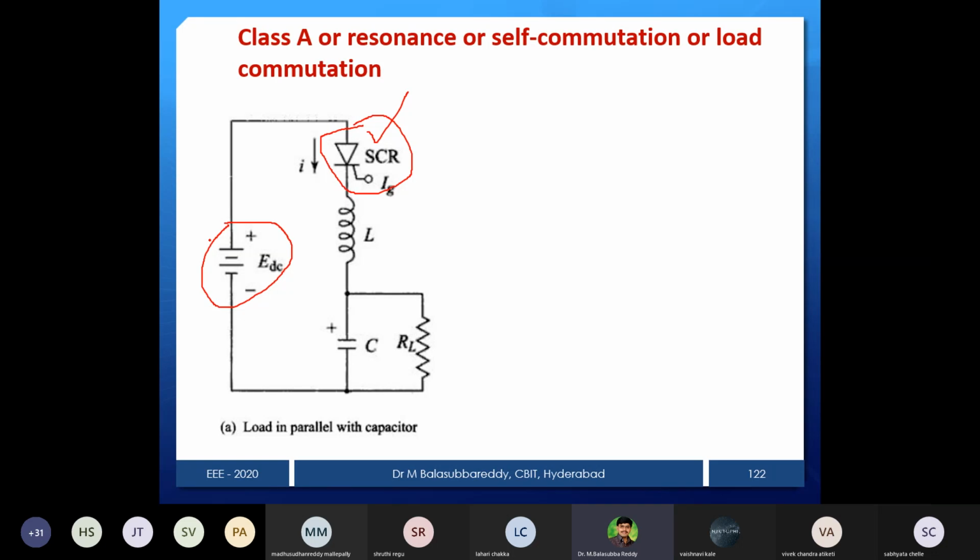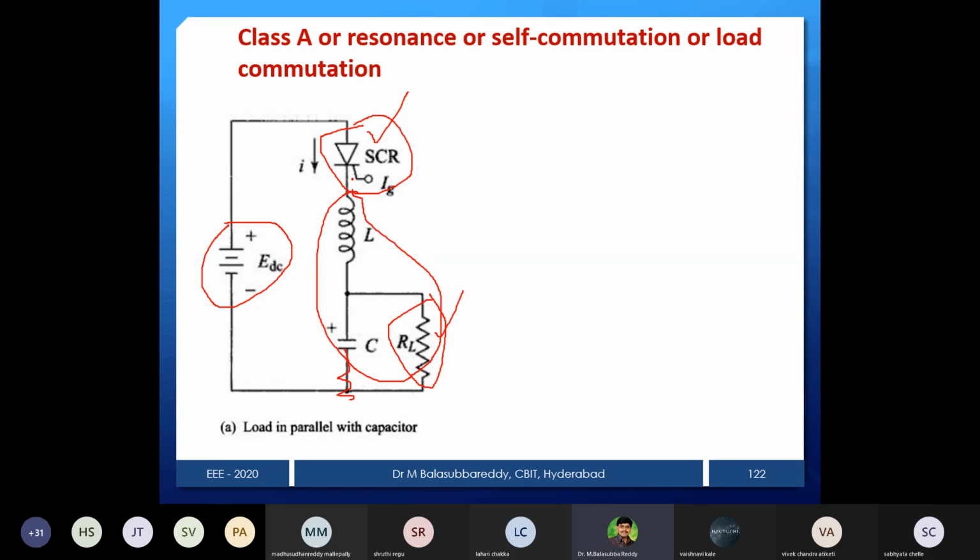Now, based on the load resistance, you can see the connections. If the load resistance is large, then the resistor is in parallel with the capacitor. If the load resistance is small, then you can connect it directly in series with the capacitor and inductor. The only thing is that these three components must be selected in such a way that the circuit is underdamped in nature. That is the main criterion.